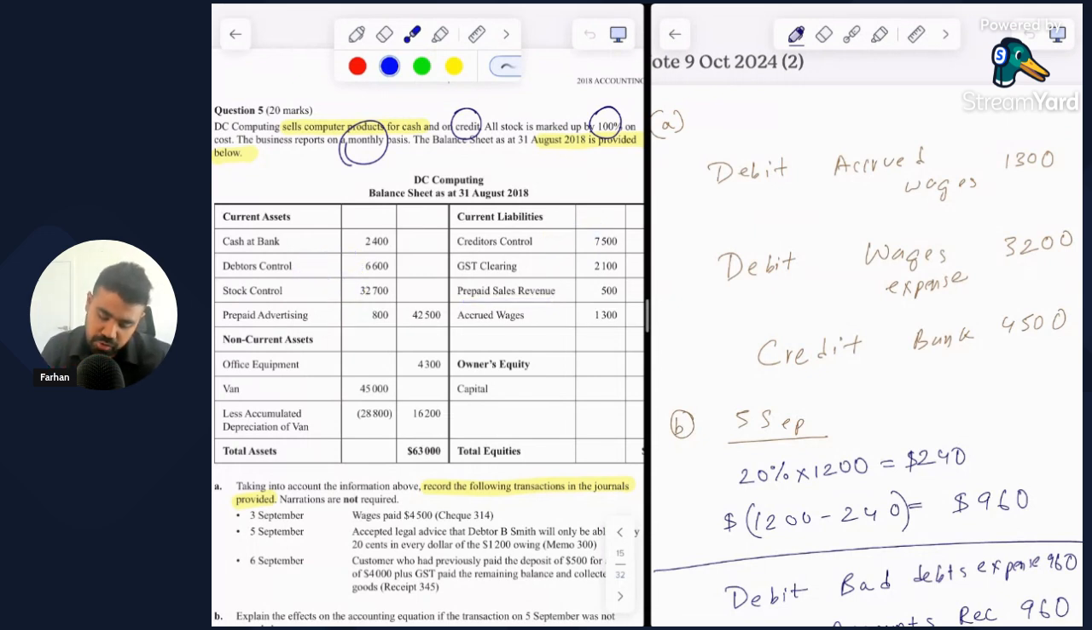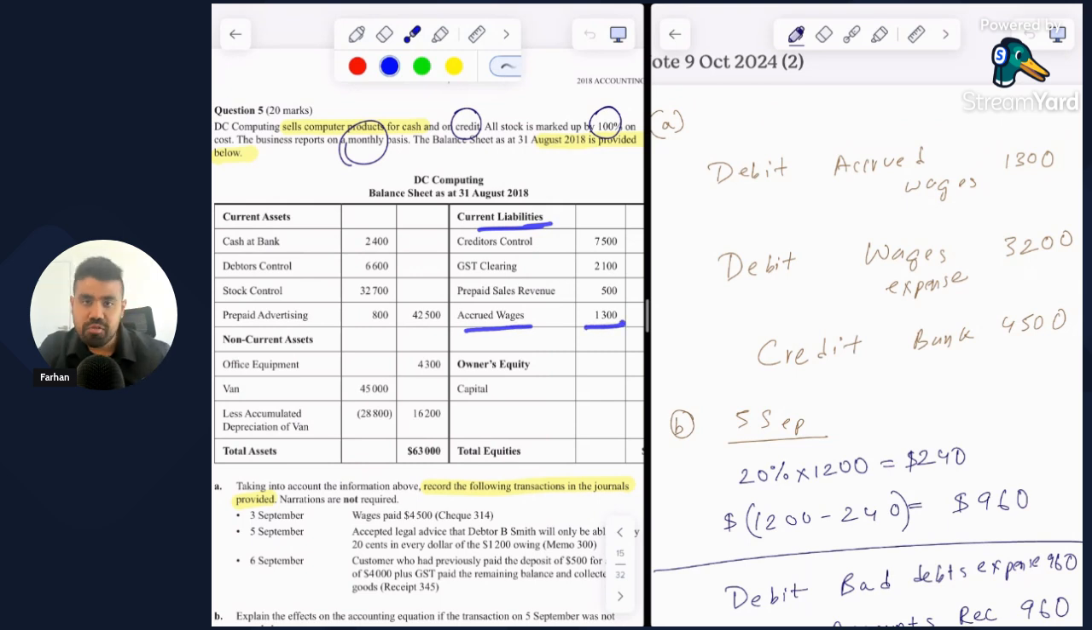Now, the first part of the question requires you to record the following transactions in the journals. So starting with the 3rd of September. On the 3rd of September, wages paid $4,500, and you can see the source document, which is check 340. Now, on the 3rd of September, we have paid $4,500 in total for wages. Now, if you look into the balance sheet that we have been given at end of August 2018, you'll find that under the current liabilities section, you've got the accrued wages, and that is $1,300.